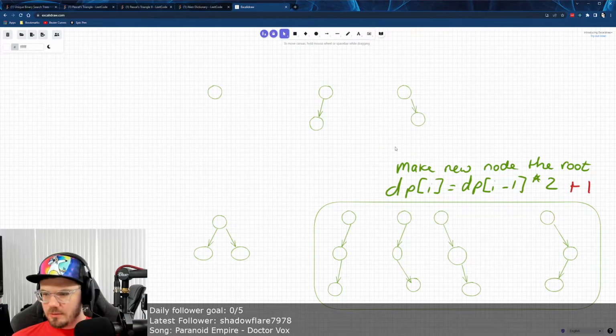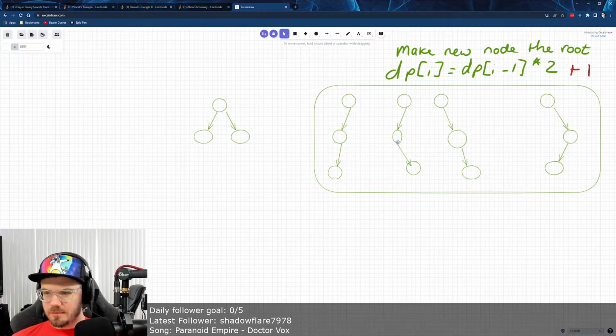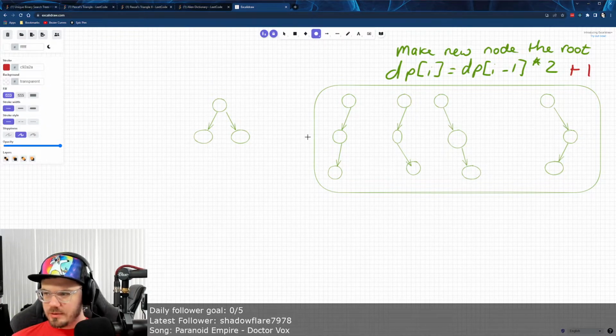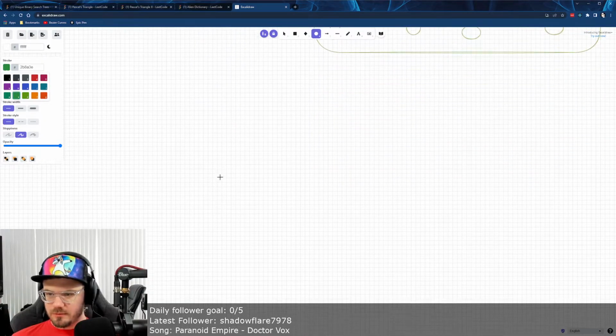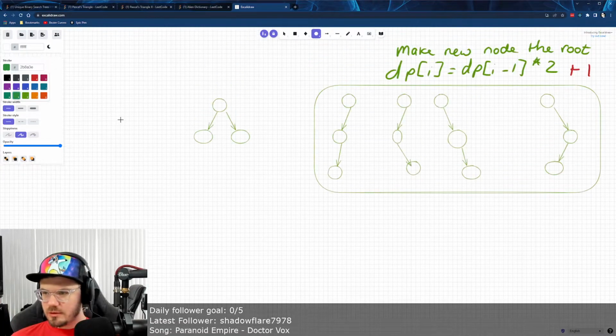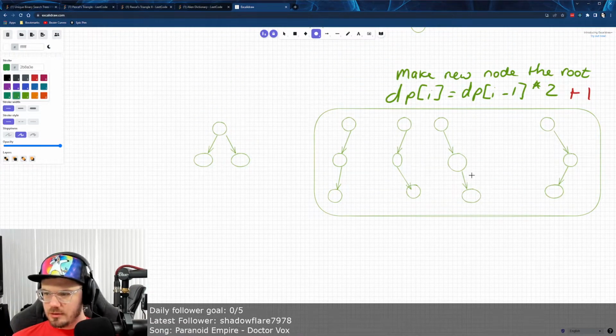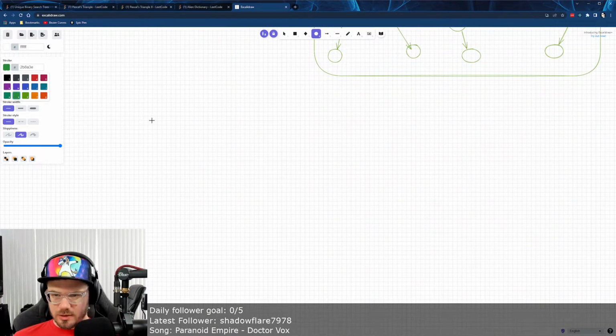Okay, I think what might help is if I look at one more case. Let's look at the case of dp of 4 for n equals 4 or I equals 4. Let's have a peek. That might help me figure out what to do here. So for 4, well, first of all, you're going to take all of these right here, and you're going to make them the left and the right children of the new root.